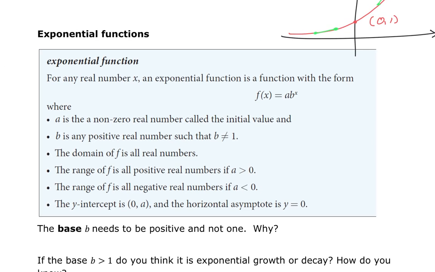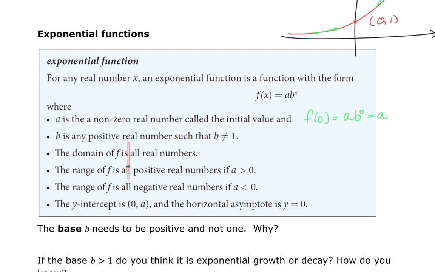So here's a couple of things that we need to know about exponential functions. The a that we have right here is the nonzero number, and it's called the initial value. And that's what happens, again, when we put in f of 0. f of 0 gives us a times b to the 0, which gives us a, the initial amount. That is the y part of the y-intercept.